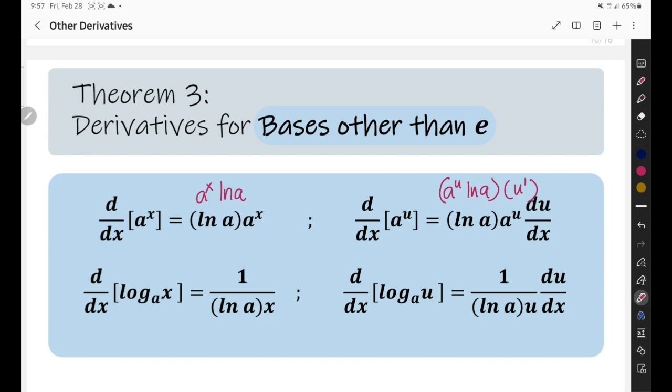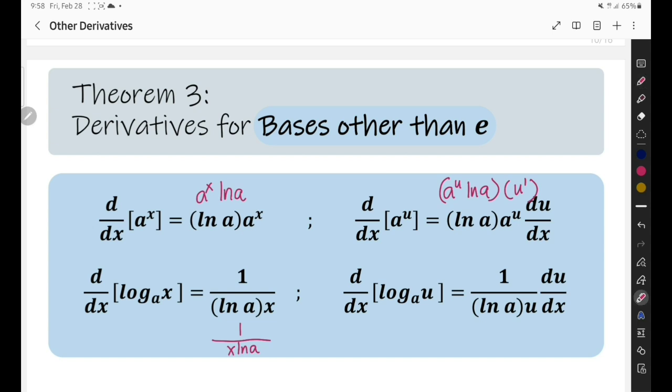Now for the logarithmic, the base here is a number, so it could be in a form like log of x at the base of 2. So when you get the derivative of that, it's in the form of 1 over ln of a times x, or you can write it as 1 over x ln a. Okay.